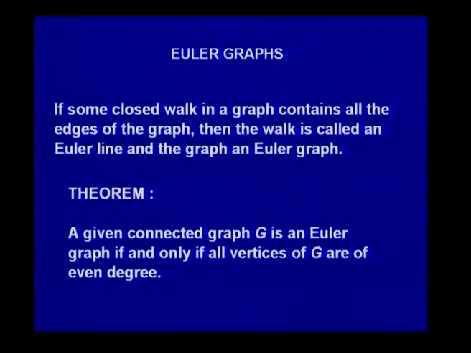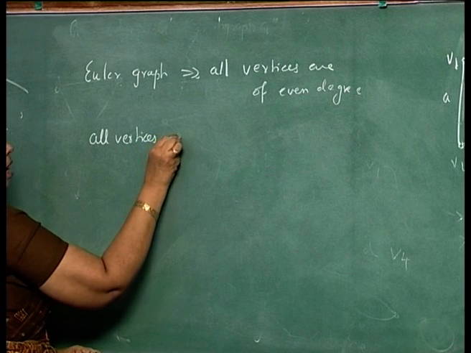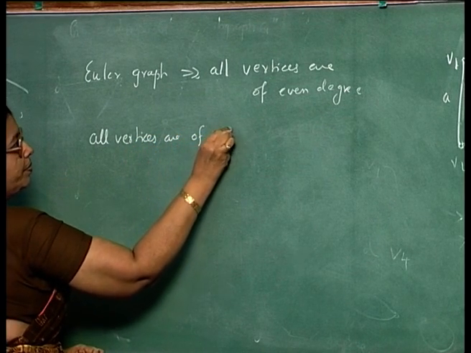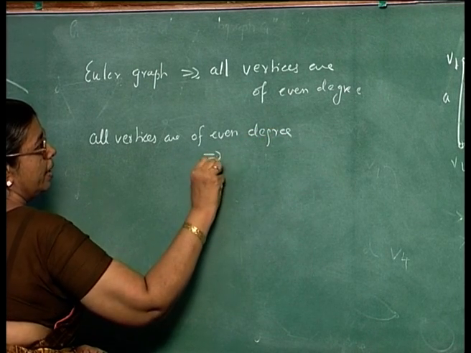Now, conversely, it is if and only if. The theorem says if and only if. So, the other way around, if all vertices are of even degree, then it is an Euler graph.